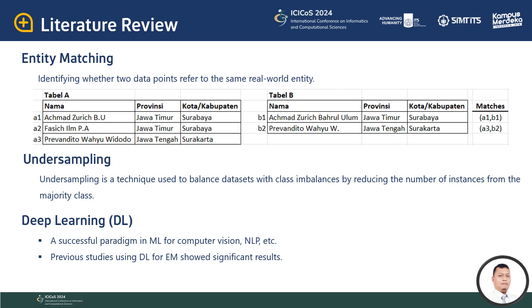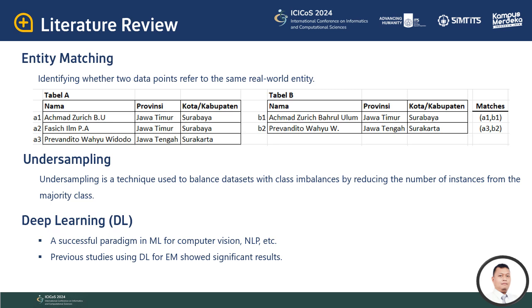As we can see in the tables, imagine there are 3 data points in table A and 2 in table B. Despite difference in spelling, data points A1 and B1 are actually the same, as are data points A3 and B2. Next, we look at undersampling. This technique is used to balance datasets with class imbalance by reducing the number of instances from the majority class.